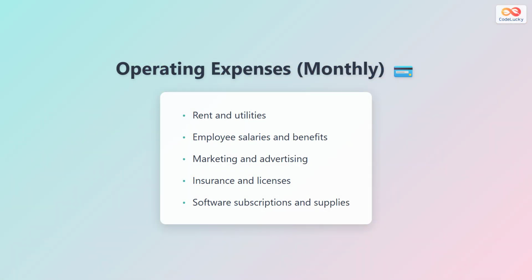Operating expenses are your recurring monthly costs that keep your business running. These include rent and utilities for your business location, employee salaries and benefits if you have a team, marketing and advertising to attract and retain customers, insurance and licenses to protect your business and stay compliant, and software subscriptions and supplies for daily operations. A crucial rule is to have at least 6 to 12 months of these expenses saved up, because it typically takes time before your business becomes profitable.